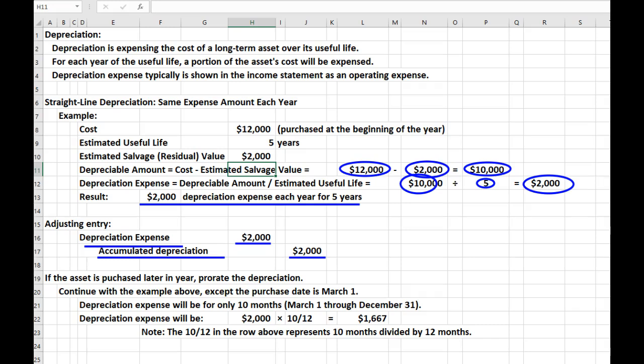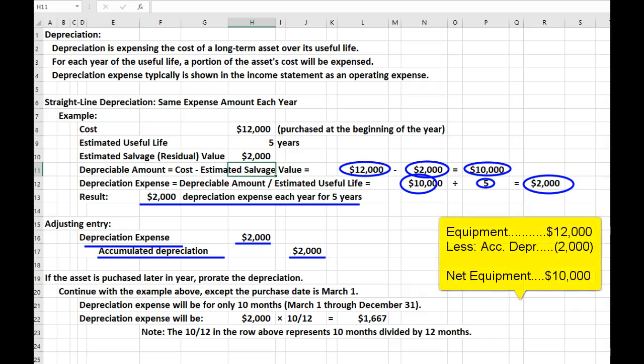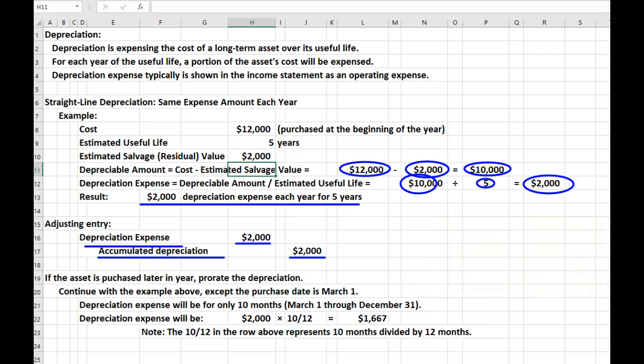This accumulated depreciation account is a contra asset account. It shows up on the balance sheet, but it is a subtraction from the long-term asset that it belongs to. So, for example, in the property, plant, and equipment section of the balance sheet, you might have equipment and you'll show cost $12,000. Right under it, you'll show less accumulated depreciation, $2,000, if this was the end of the first year. Now, since you have the same depreciation each year, the entry is going to be the same each year.